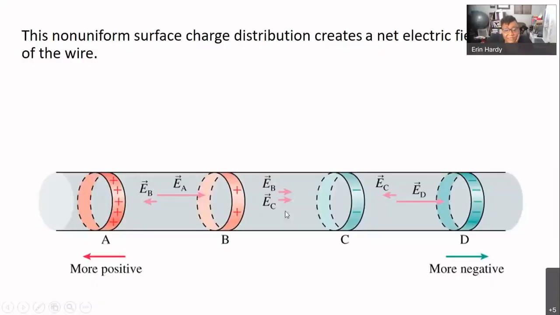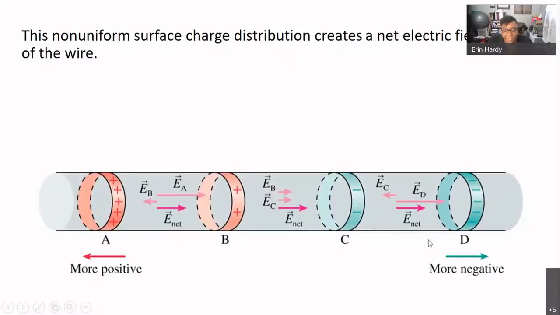And if we look at the section between slices B and C, now I have field vectors that agree with each other in direction, kind of similar to the way that field vectors agree with each other in the space between plates of a capacitor. So I know EB and EC are going to add together, so that the field vector in that space is going to be a larger magnitude than either B or C alone.